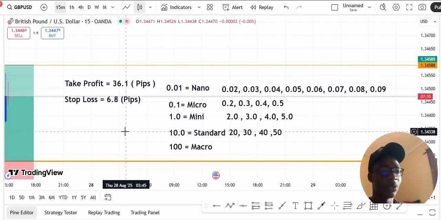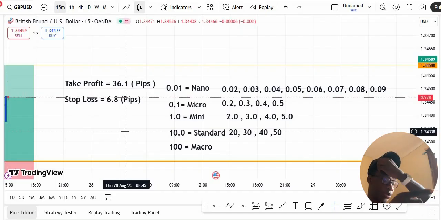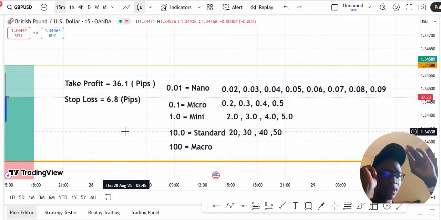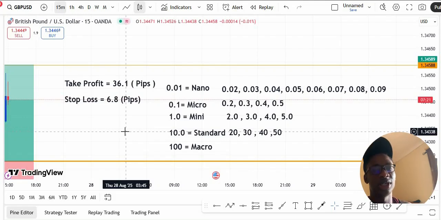Sorry, what am I saying? 1.0 is $10 per pip. We are dealing with the 2.0, which is going to be $20 per pip, so 1 pip, $20. That is based on the 2.0. So if we are to get 5 pip on 2.0, that's going to be 5 times 20, which is $100. The same thing goes for the 9.0 lot, which is going to be $90 per pip.